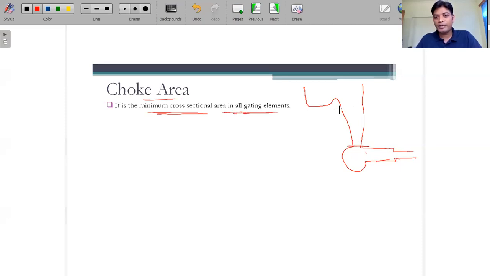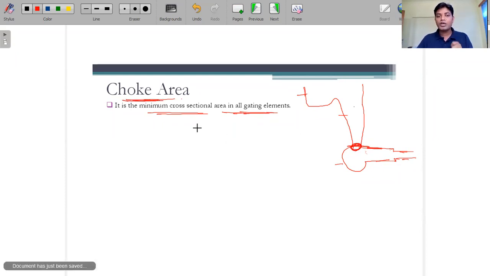Whatever gating elements we are using, which are the pouring basin, sprue, this choke portion, the skim bob, this is the runner, this is the gate we are using. These are the gating elements. The minimum cross-sectional area will be this one. By the way, we can say this is the bottom portion of the sprue. So this is the minimum cross-sectional area, and here we are defining it as the choke area.